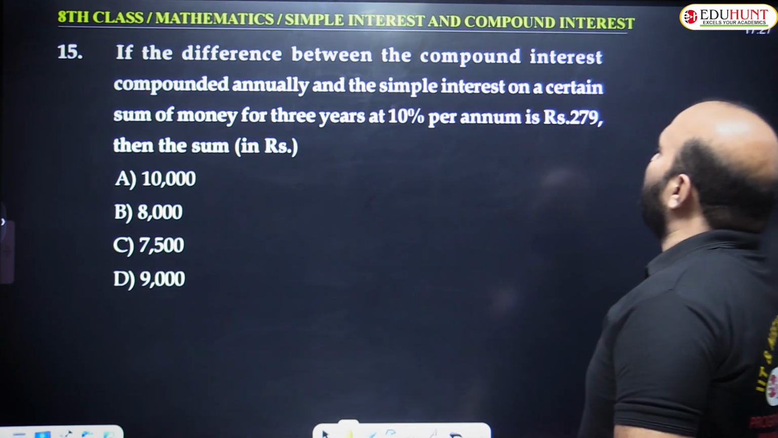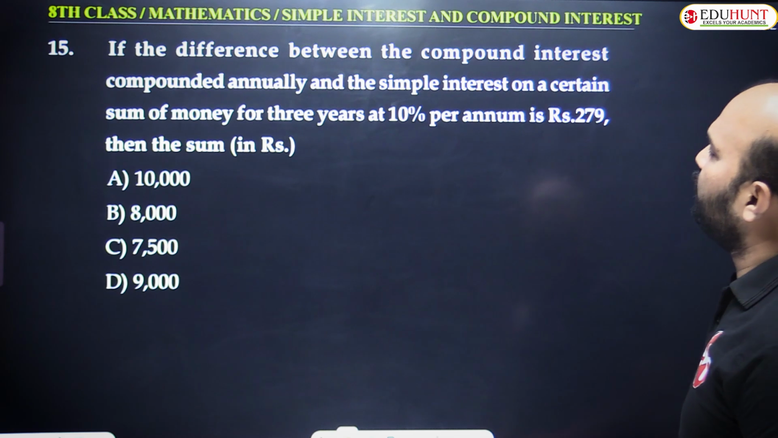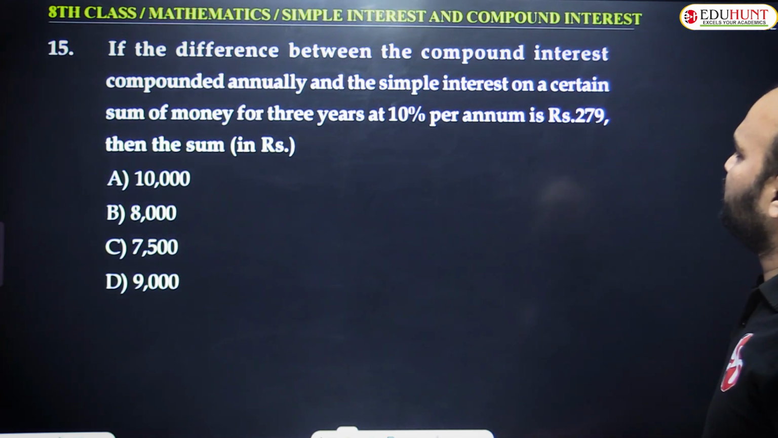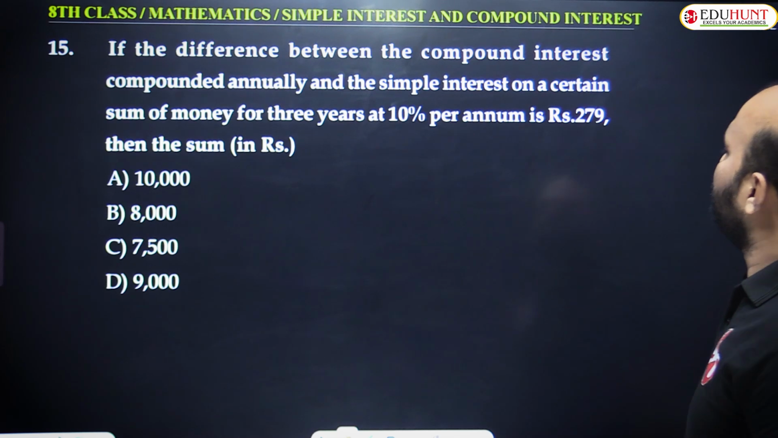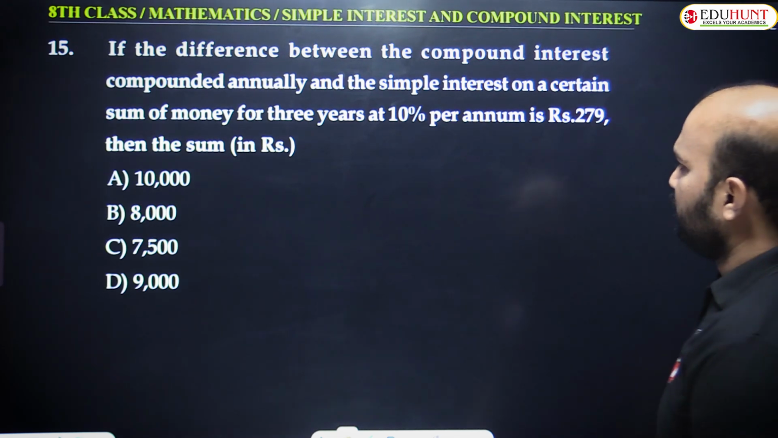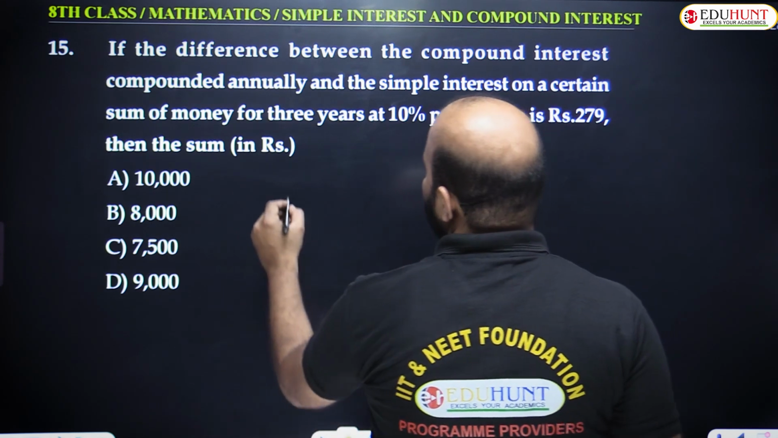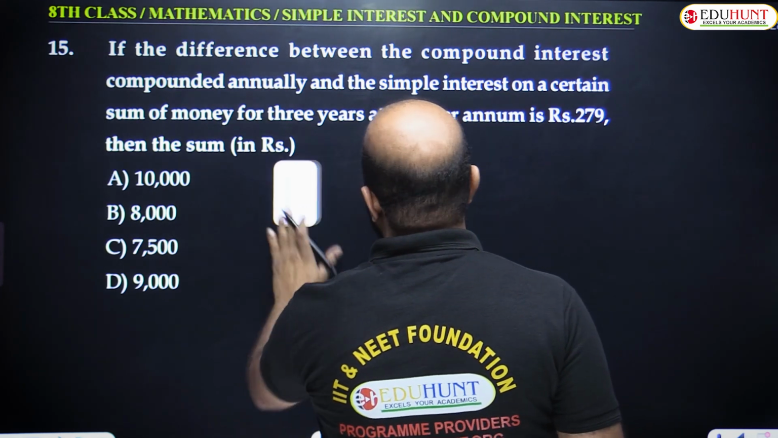If the difference between the compound interest compounded annually and the simple interest on a certain sum of money for 3 years at 10% per annum is 279 rupees, find the sum. So in that question, clearly we need to understand. The difference between compound interest and simple interest, how much given? D value.